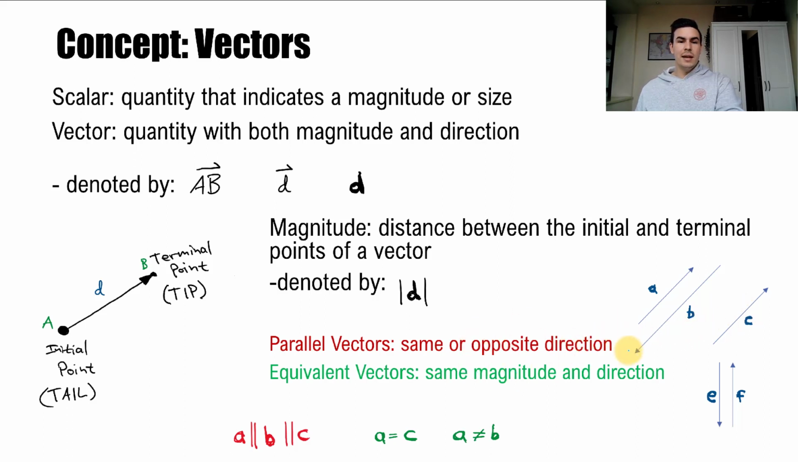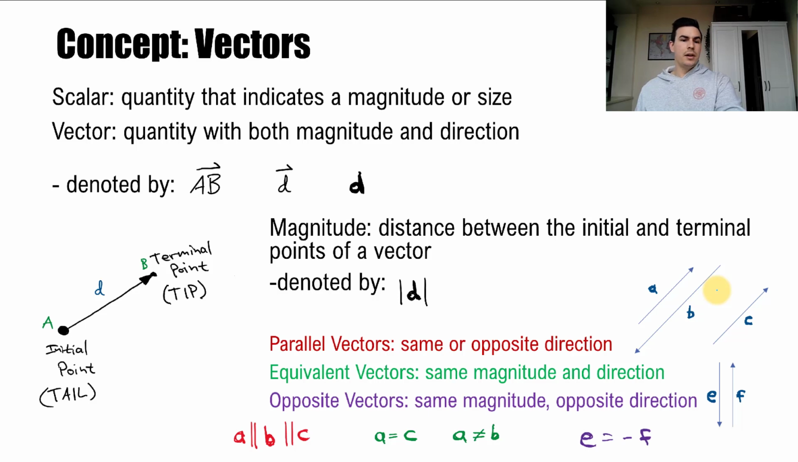Equivalent vectors have the same magnitude and direction. Okay, same magnitude and direction. So A is equivalent to C, and you'll just see A equals C when we write that out. All right, but A is not equivalent to vector B, because they have different magnitudes here, okay, different magnitudes. All right, and then opposite vectors here, same magnitude, opposite direction.